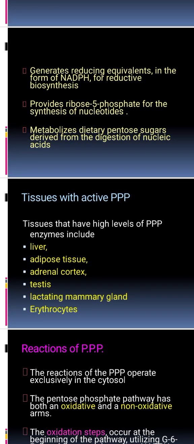Pentose phosphate pathway will metabolize dietary pentose sugars, which derive from digestion of nucleic acids. Okay, if we have a quick look at the tissues that can use pentose phosphate pathway actively, which tissues can do this pathway for the glucose actually.